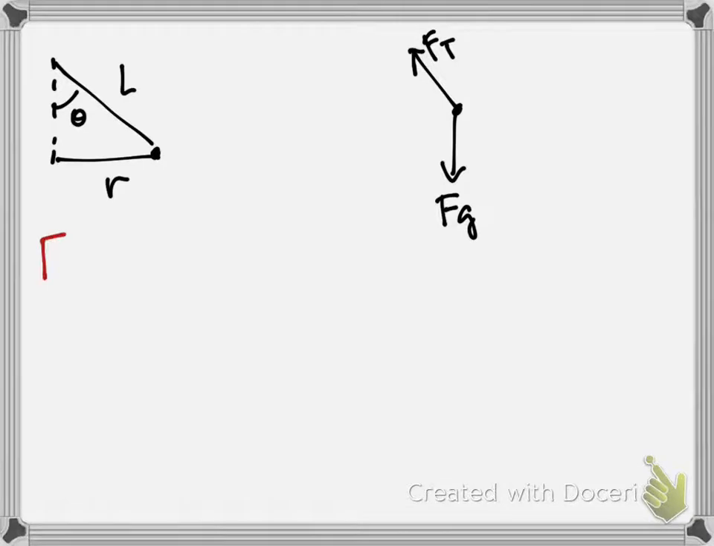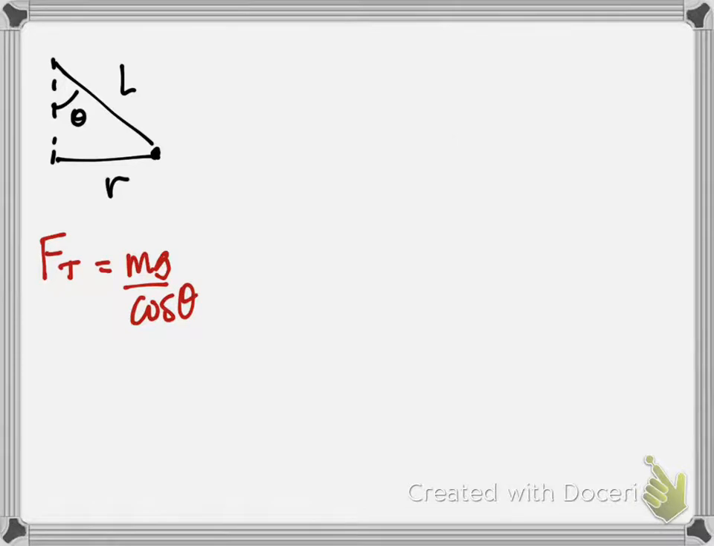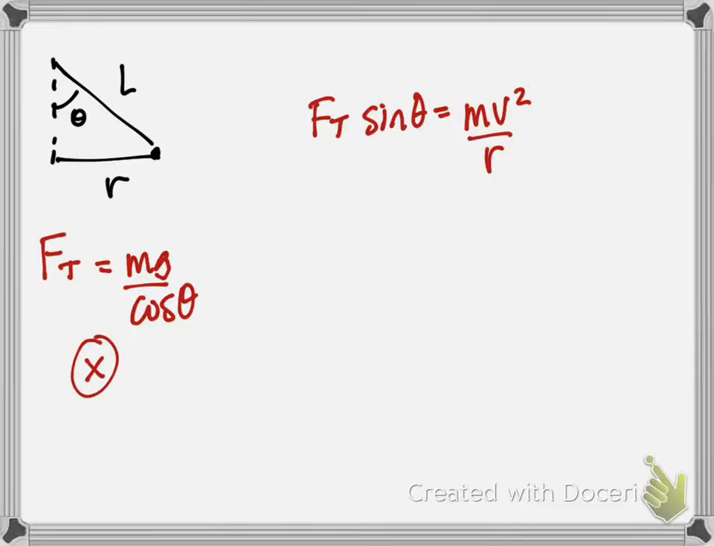What we learned from the y direction was that ft equals mg over cosine theta. We don't really need another free body diagram here. What we learned from the x side of things is that ft sine theta equals mv squared over r.